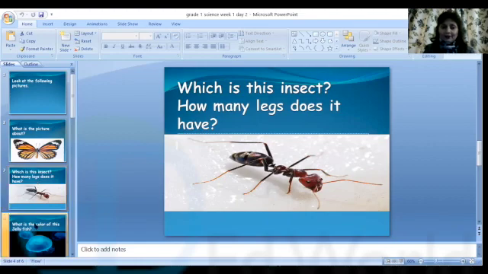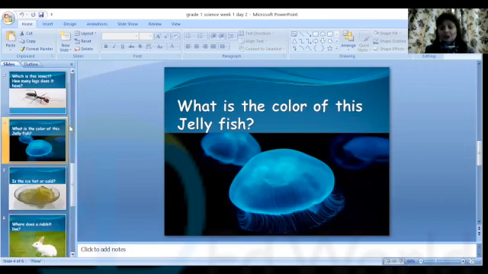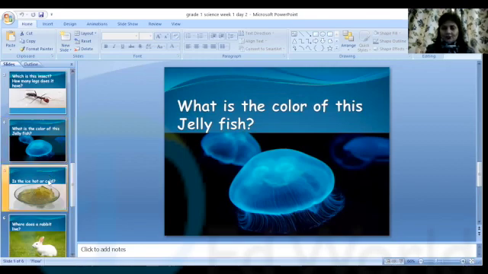Wow. Okay. Can you see this picture? What is this picture about? Yes, it's about a jellyfish. Have you ever seen a jellyfish? No? Oh, in movies only. Okay. Now, can you tell me what is the color of this jellyfish? Good. It's a blue color. Wow, great job.